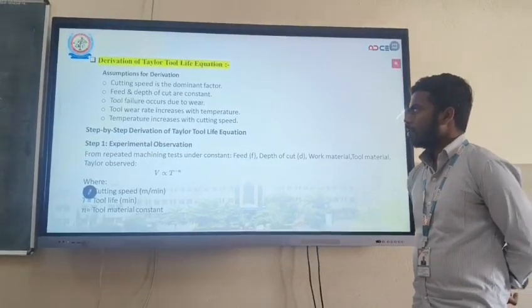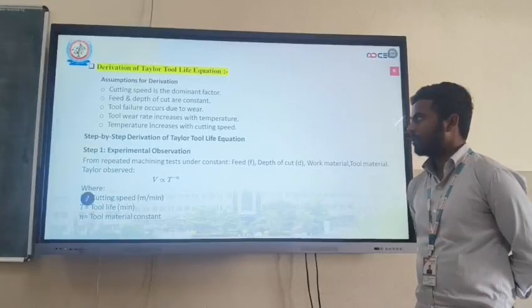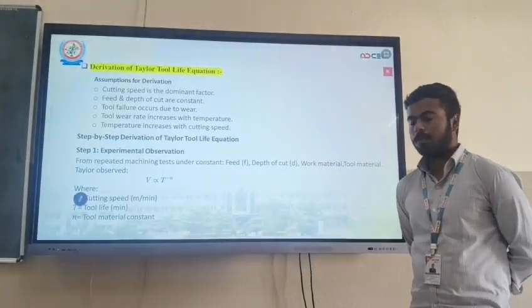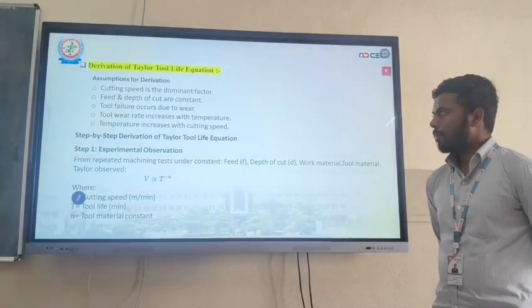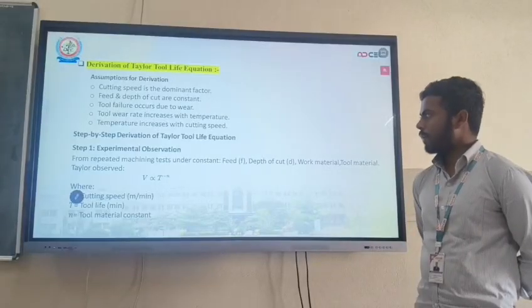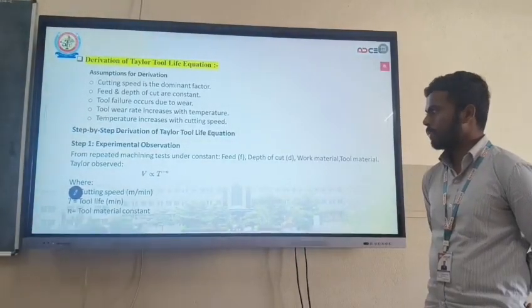Then derivation of Taylor's tool life equation. Assumptions of derivation: first one is cutting speed is the dominant factor. Second one is feed and depth of cut are constant. Tool failure occurs due to the wear. Tool wear rate increases with temperature. Temperature increases with cutting speed.